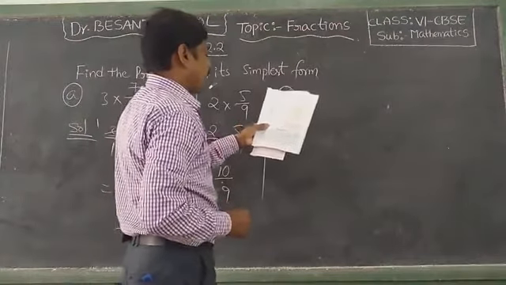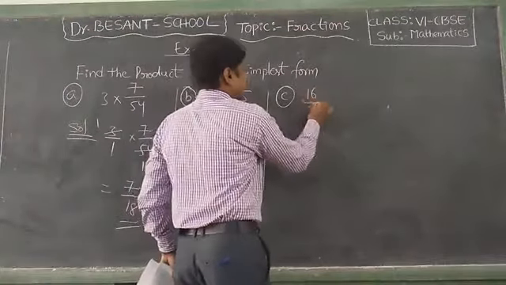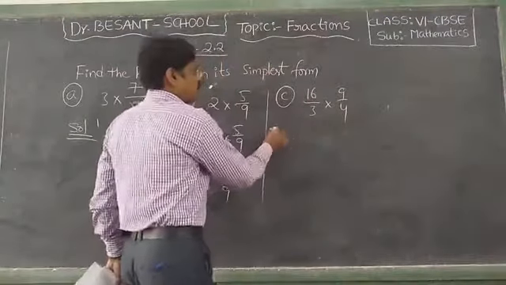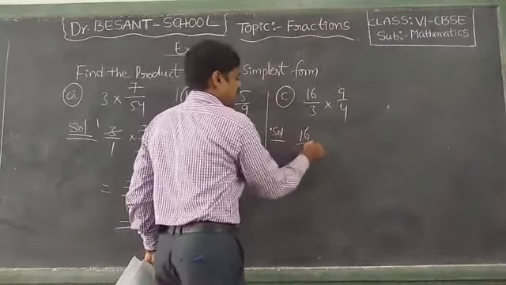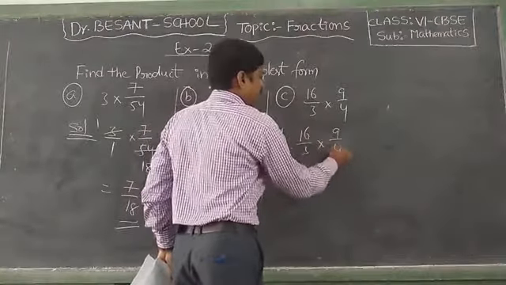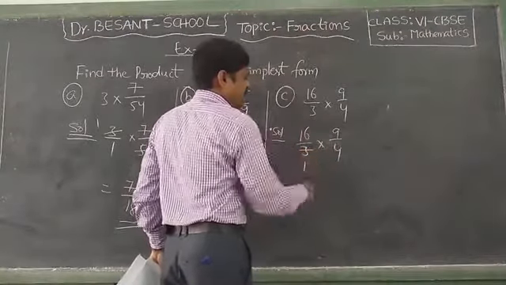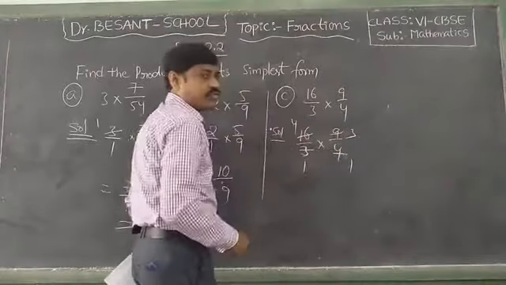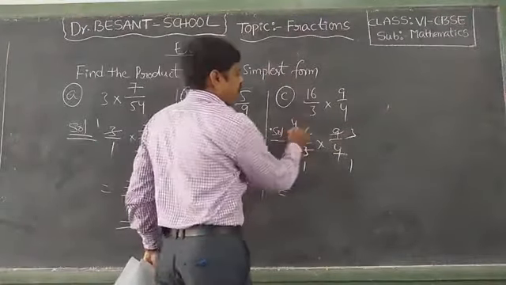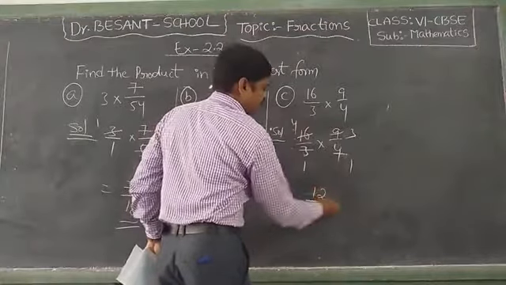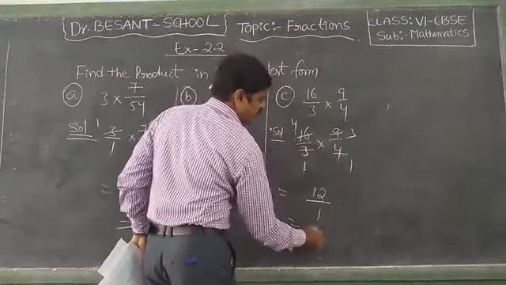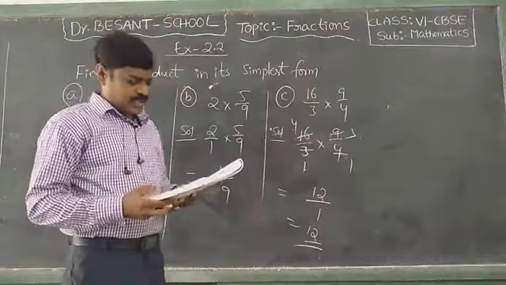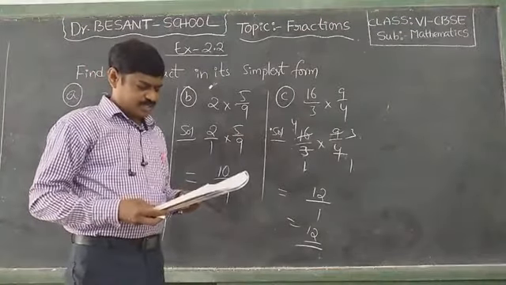16 by 3 into 9 by 4. Now observe, 16 by 3 into 9 by 4. 3 ones are 3, 3 threes are 9, 4 ones are 4, 4 fours are 16. So finally 4 threes are 12, 1 one is 1, 12 by 1 means 12 only. Like this you can solve D, E, F also.